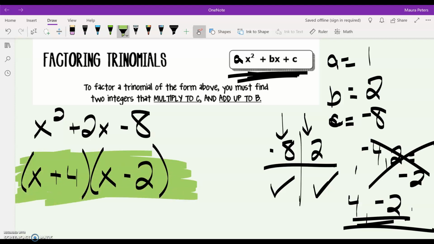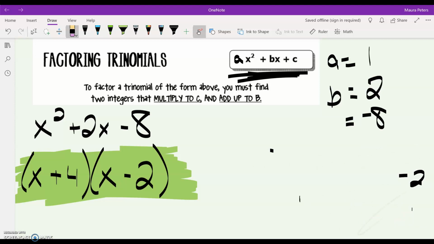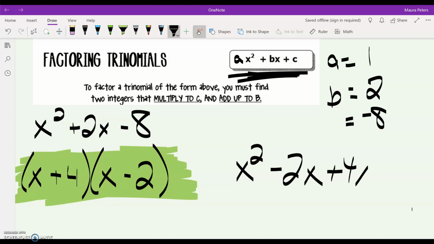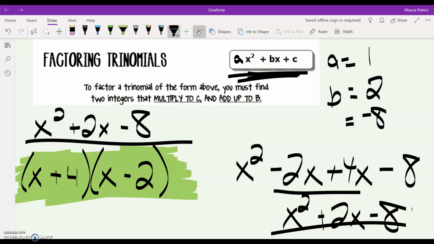Again, if you get down here to this part of your solution and you want to check, I'll check this one for you to show you how we can prove our solution to be true. I'm going to go ahead and FOIL that out and see what I get. First, x times x is x squared. Outside is negative 2x. Inside is positive 4x. And last is negative 8. Our like terms combine to positive 2x minus 8. This is the same as the original, so we are good to go.